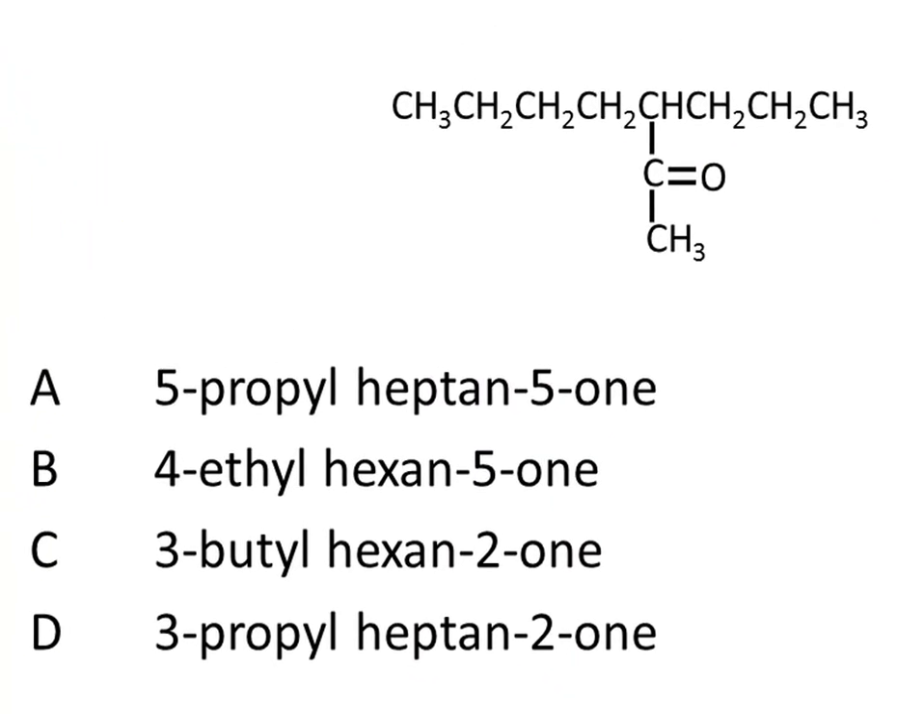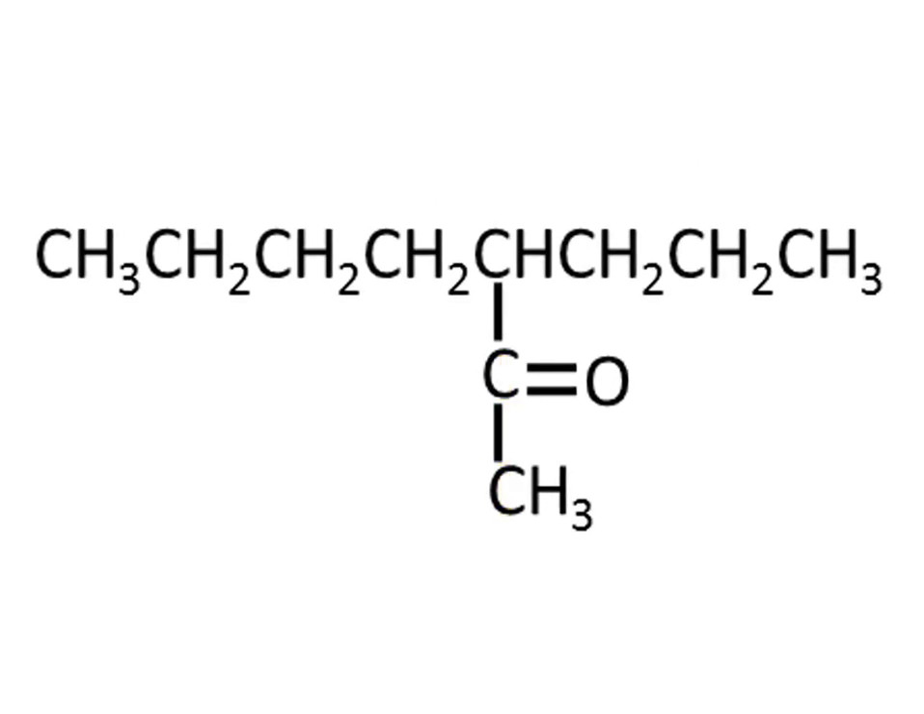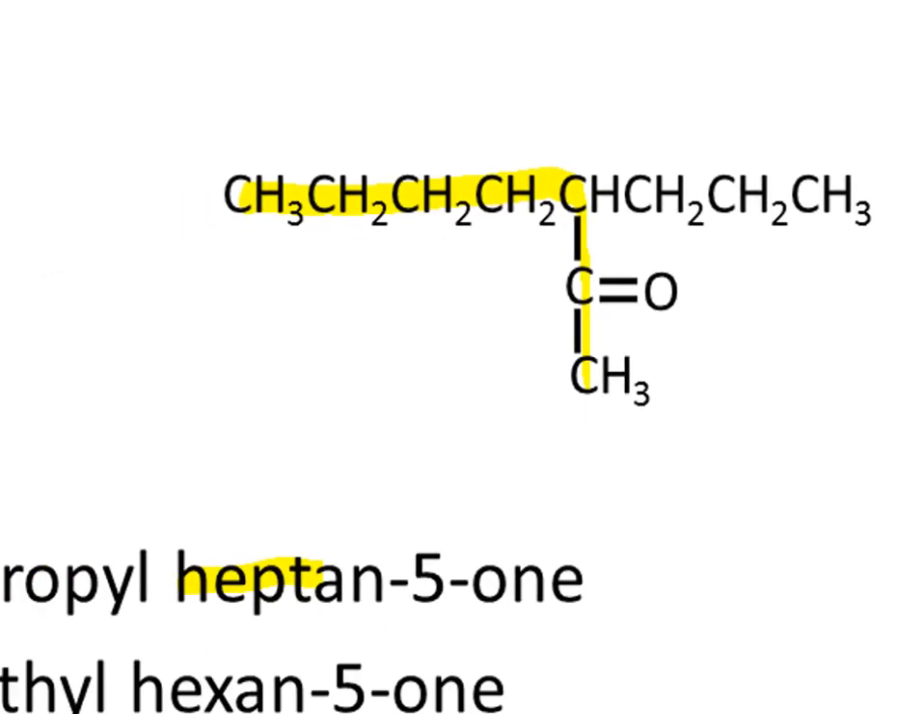Does your answer show here? First decision, which is the main chain? It must include this carbonyl group. And then it must be the longest chain possible within that, which is the one I've shown here. How many carbons does that include? 1, 2, 3, 4, 5, 6, 7. Hept. So we have eliminated B and C.